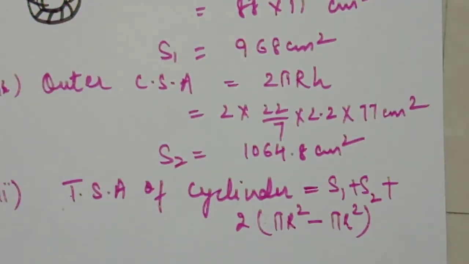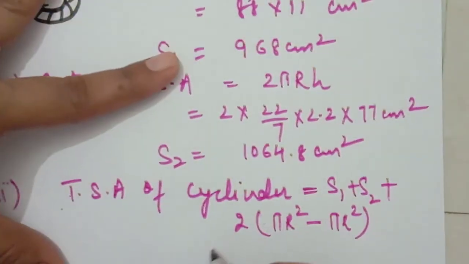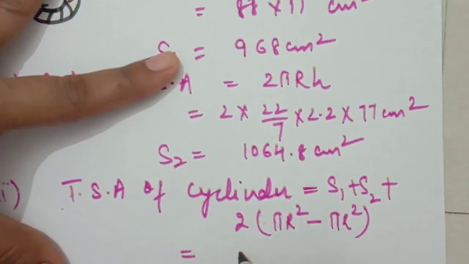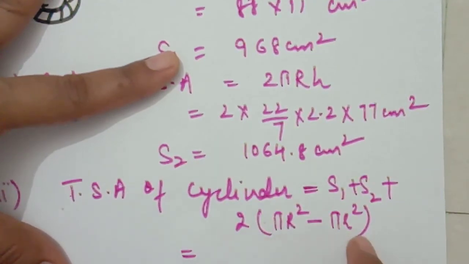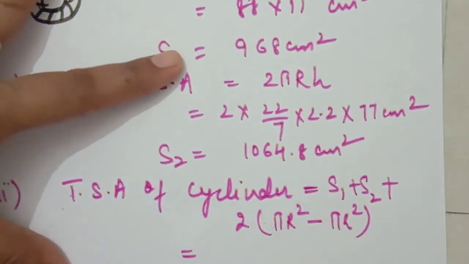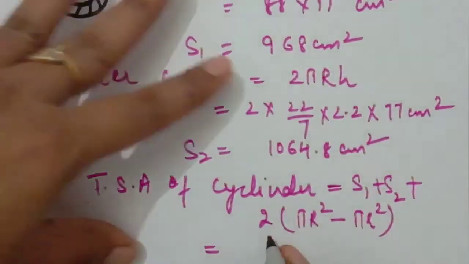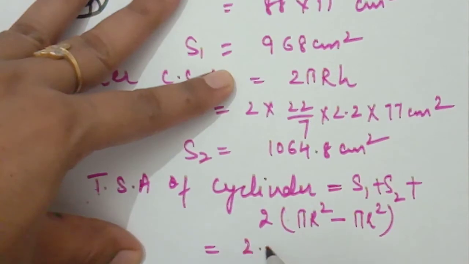When we put all the values and solve it, you will get the solution of the total area of the metallic pipe, which is 2038.08 centimeter square.